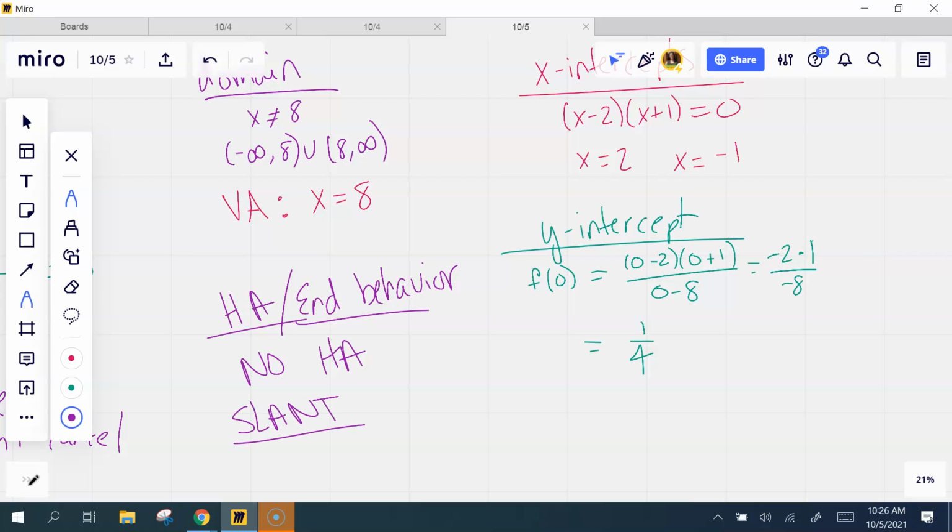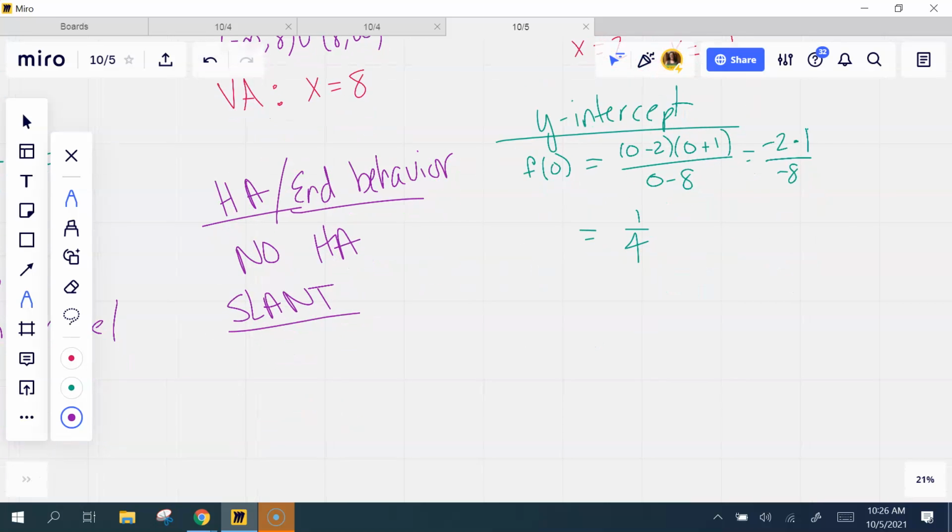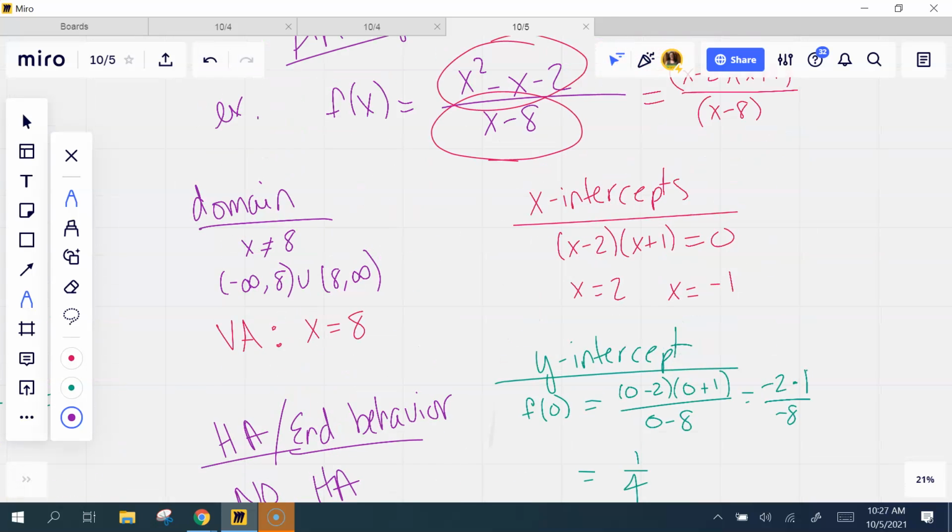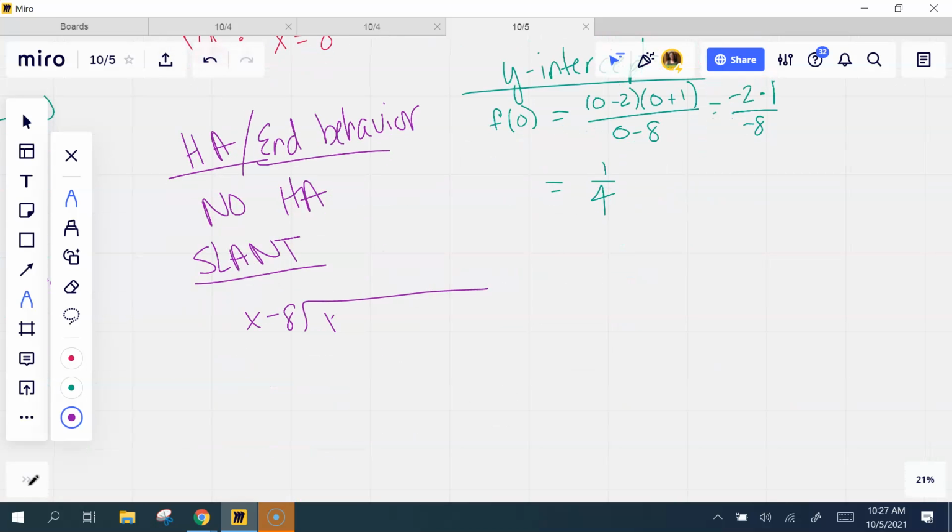How do I find the slant asymptote? I have to do long division. So I want to go back to pre-factoring here, and I want to divide it out. So you guys try this on your own, and it's minus 8 into, what was it? Factor it. Tell me what you think the slant asymptote is there. You absolutely could. Good job.